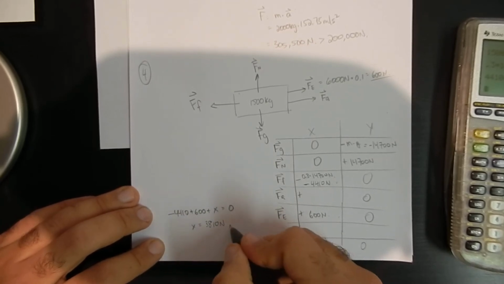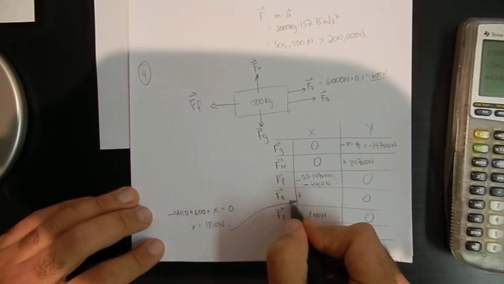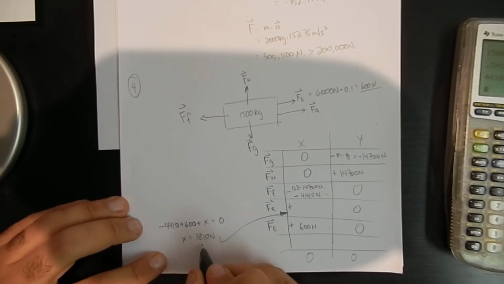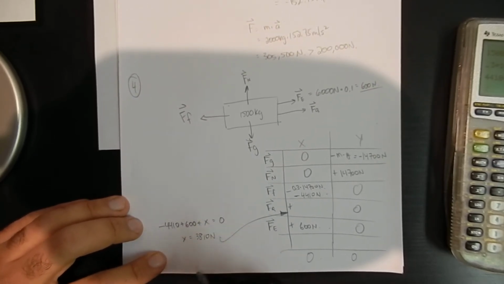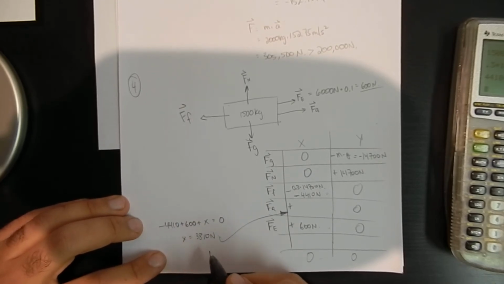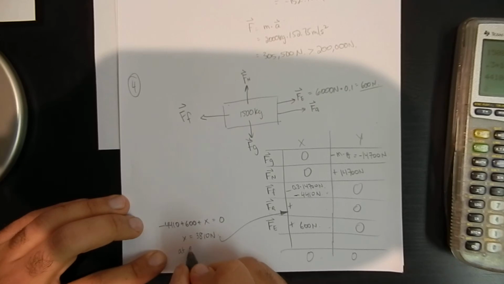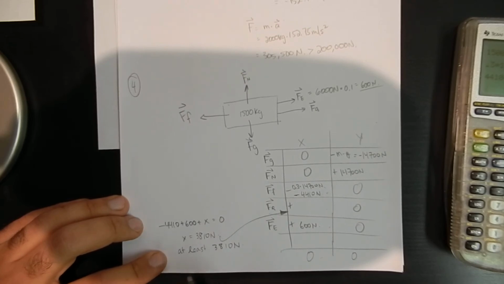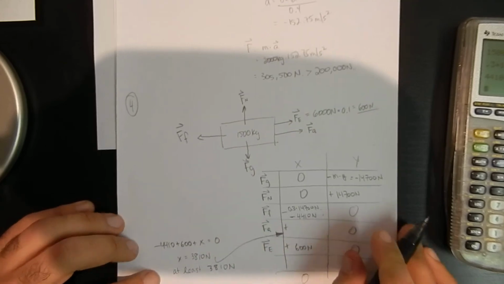All right? That means you and your friend need to exert at least 3,810 newtons in order to make this car move. All right? Good luck. That's a lot of newtons. Does that make sense? So it's at least 3,810 newtons. That's to overcome the friction with the help of the engine. As long as you can get just above that, you can get the car to move.